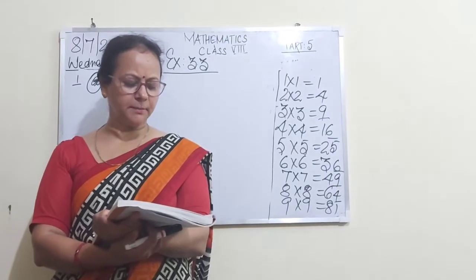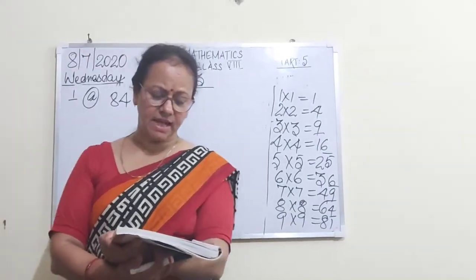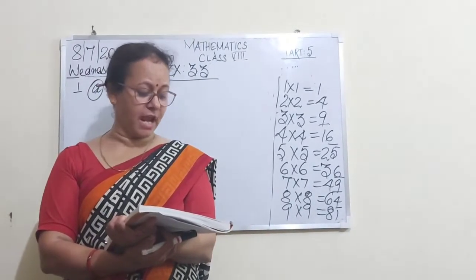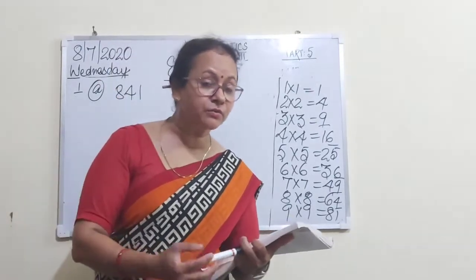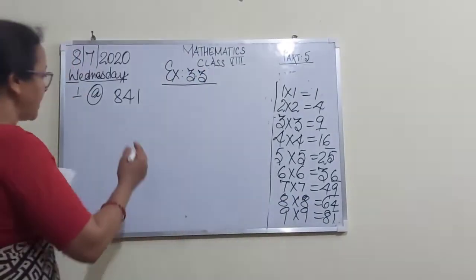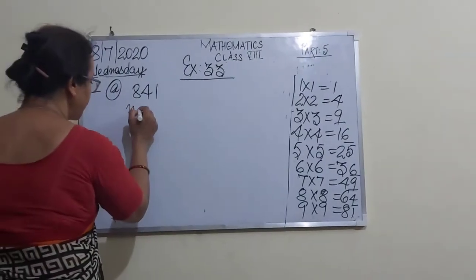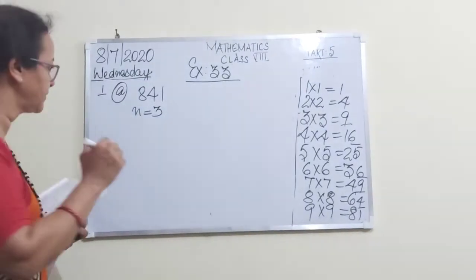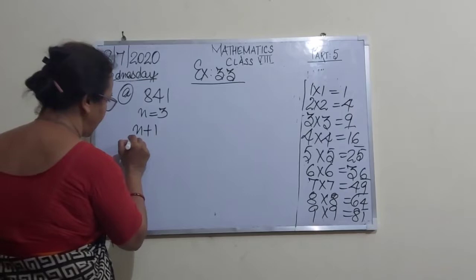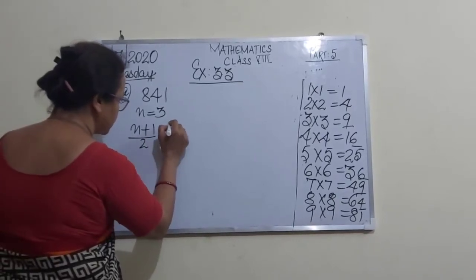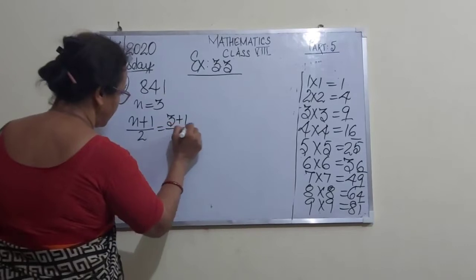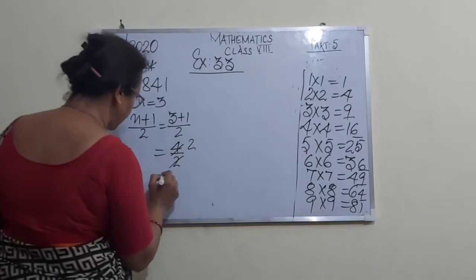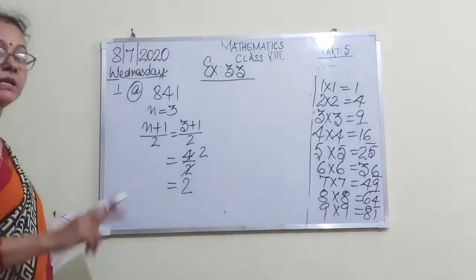Now exercise 3.3. Question number 1 is, how many digits are there in the square root of the following numbers? Find the answer without actually finding the square. I am not going to find the actual square. I discussed the number of digits earlier. The number of digits is 3, which is odd. For an odd number of digits, we follow the formula (n plus 1) by 2, which is n. Here, 3 plus 1 is 4, by 2, means 2. How many digits will be there in the square root of this? There will be 2 digits.